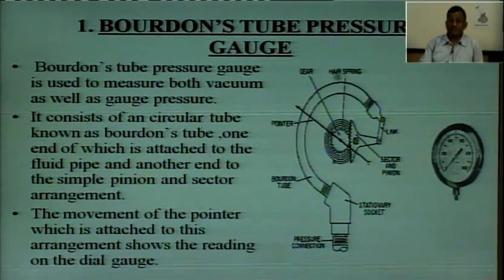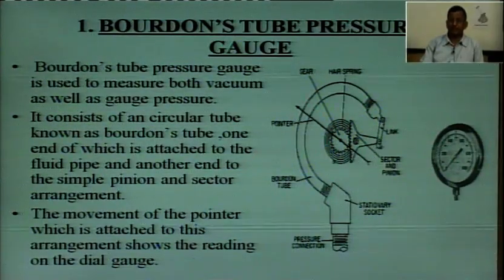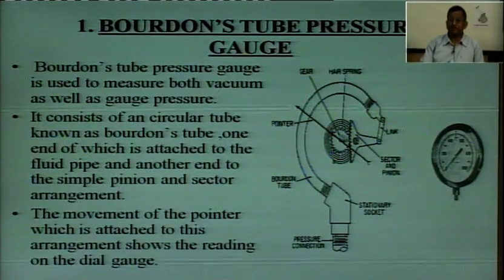In the Bourdon pressure gauge, where we have to measure the pressure of something, we connect it with the help of this socket. So this is a Bourdon tube, a curved one. Here we apply a link to connect. It is connected with a pinion arrangement, and this pinion arrangement is connected with this gear system.